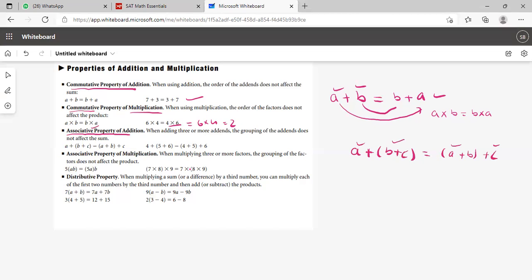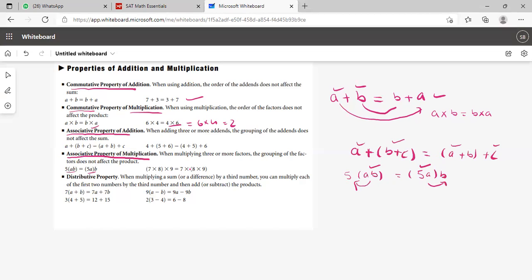Associative property of multiplication: when multiplying three or more factors, the grouping of factors does not affect the product. We have this example: (5A)B is equal to 5(AB), because we can either multiply A and B first and then multiply it with 5, or we can multiply 5 and A and then multiply with B. The answer would be same. Why? Because this is the associative property of multiplication.